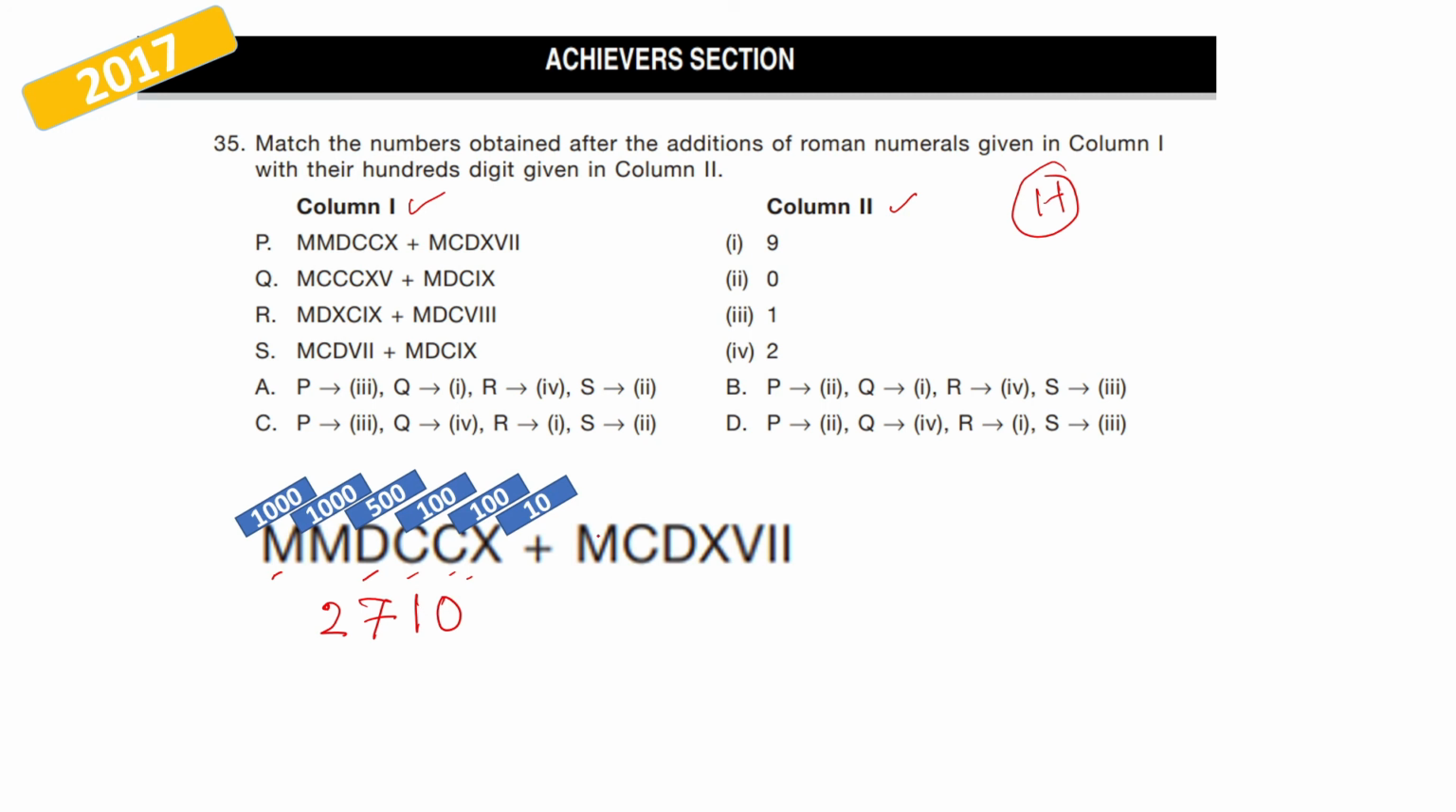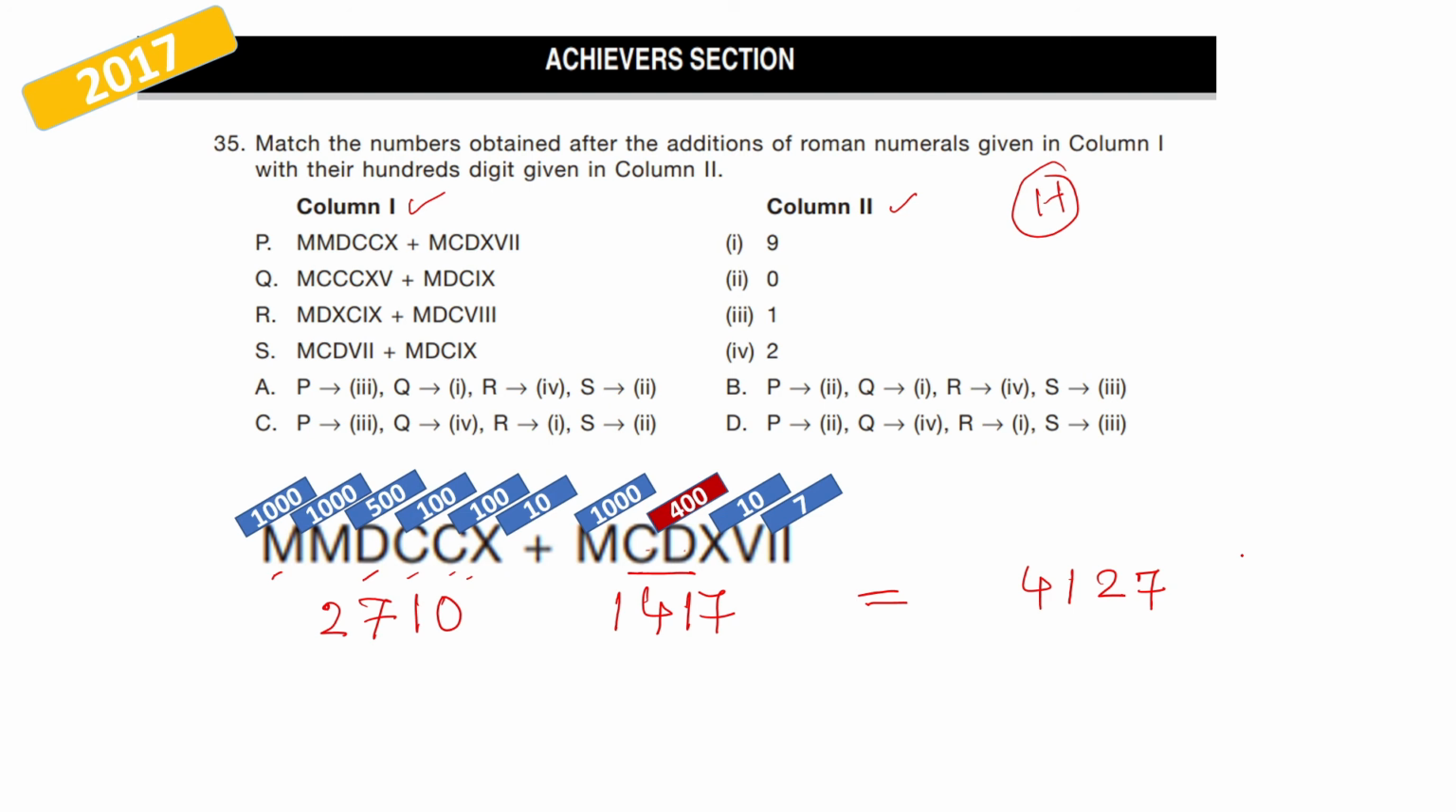The other one also we'll do. Here M is 1000. Now here it is CD. So a smaller value precedes the larger value. So this is 500 minus 100, which is 400. Then X is 10 and VII is 7. So this addition will be 1417. So here I have 1417. If I add them together, I get this number, which is 4127.